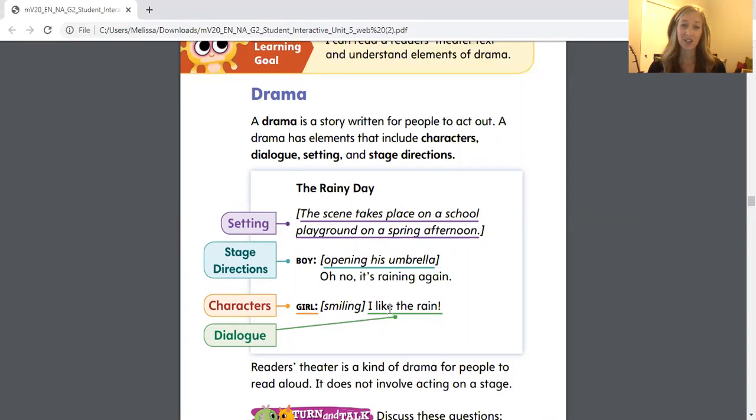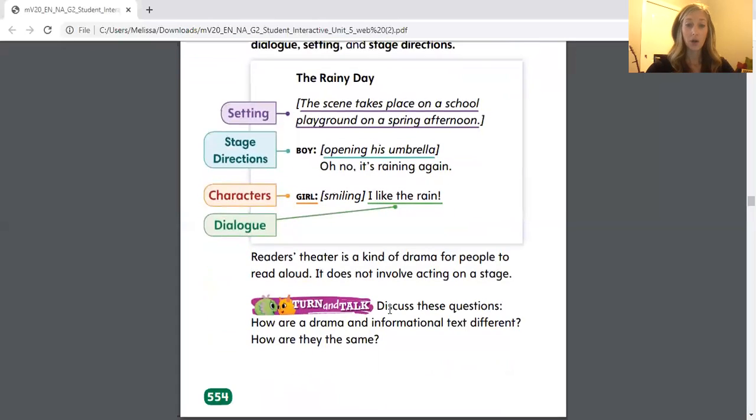So reader's theater is a kind of drama for people to read aloud. So had we been in the classroom together, when we were reading this text that we're about to start, maybe I would have assigned different parts to different students and you would read your part as it came up in the reader's theater or in the drama.